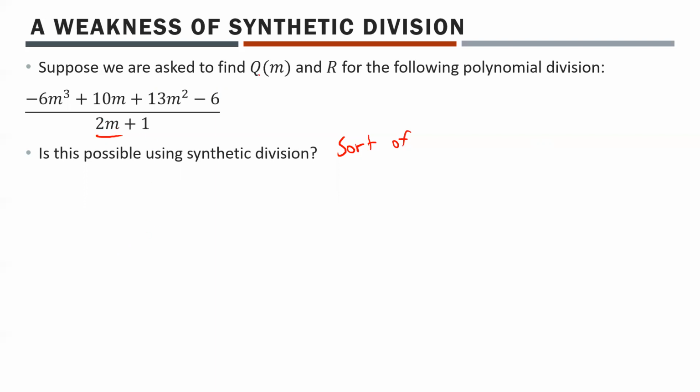If you factor a 2 out of the bottom, let me just rewrite this. That's going to give us 2 times m plus 0.5, so I just divided each of these by 2. You can bring that back through and you'd have 2m plus 1. And if I factor a 2 out of the top, if I divide all of these by 2, we have negative 3m cubed plus 5m plus 13 divided by 2 is 6.5m squared minus 6 divided by 2 is 3. If we divide everything by 2 and factor it out, now we can knock those 2's out of the top and the bottom.